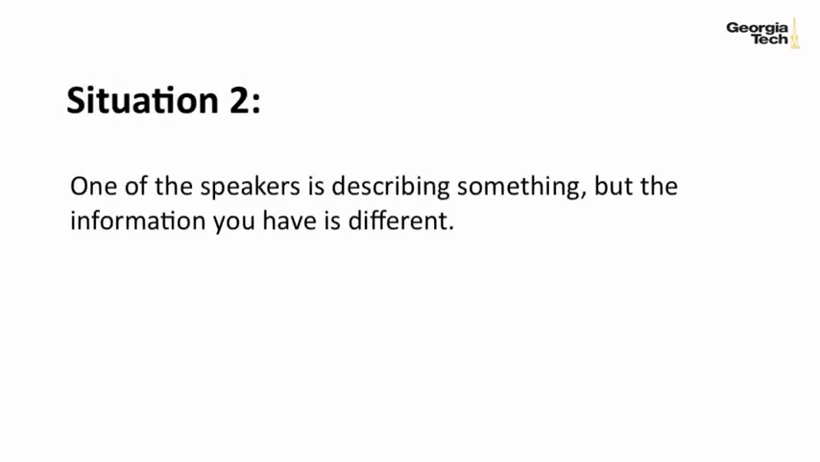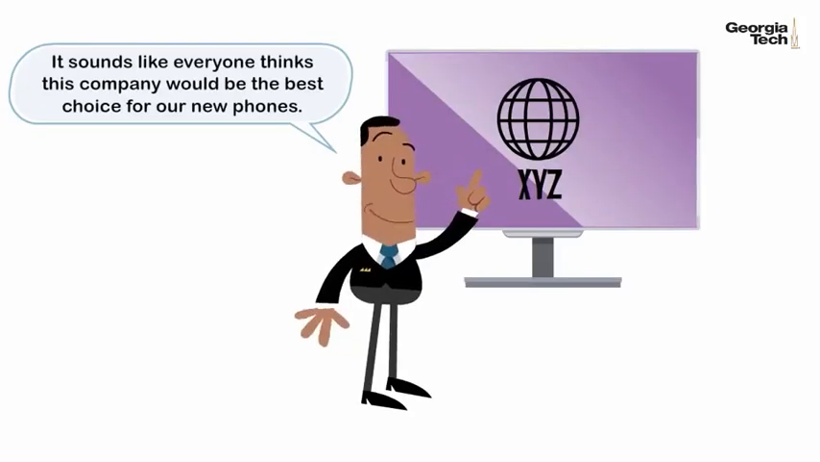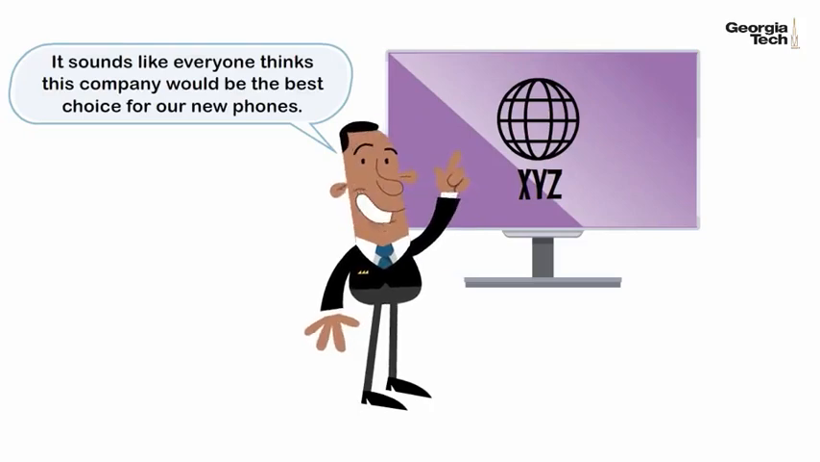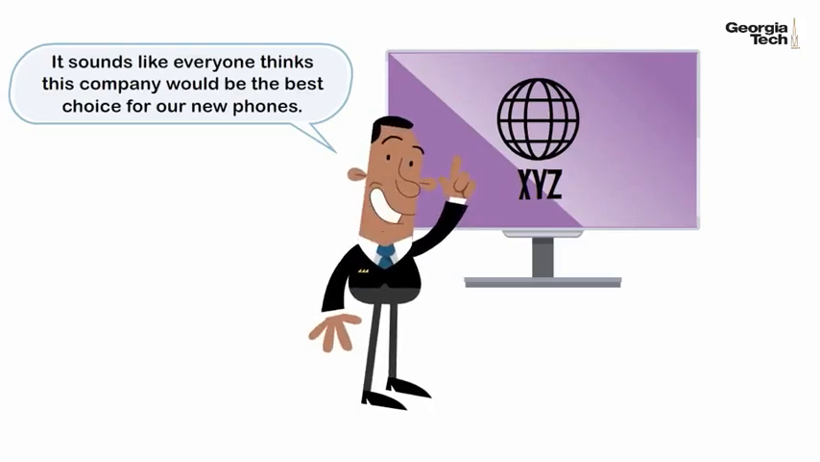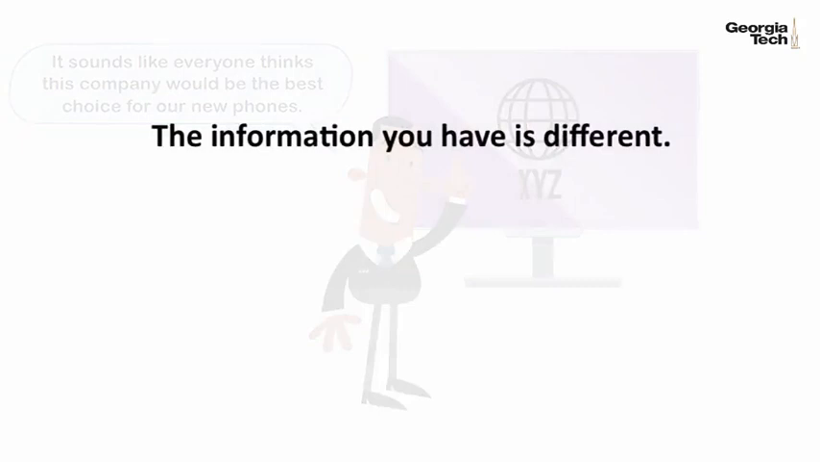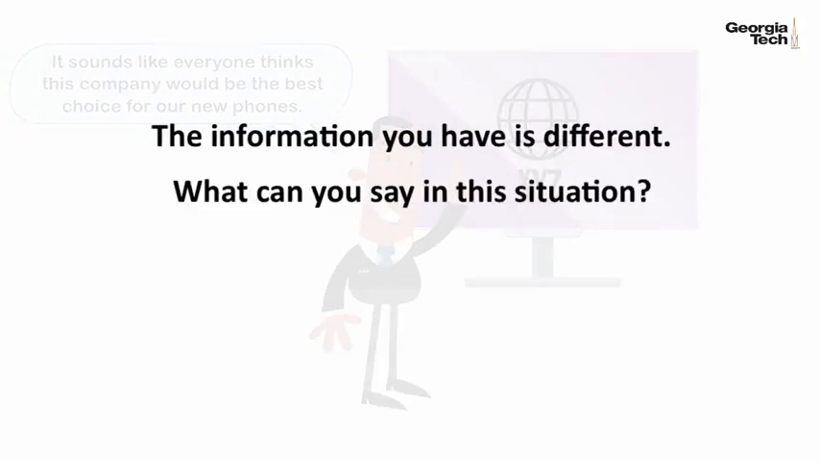One of the speakers is describing something, but the information you have is different. "It sounds like everyone thinks this company would be the best choice for our new phones." The information you have is different. What can you say in this situation? If you said disagree, you are correct.